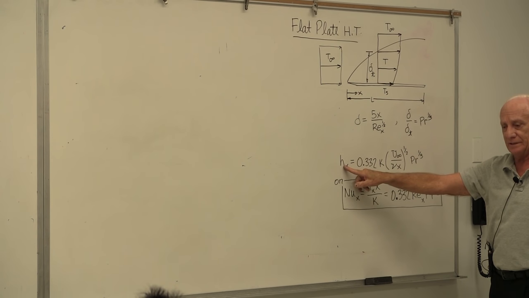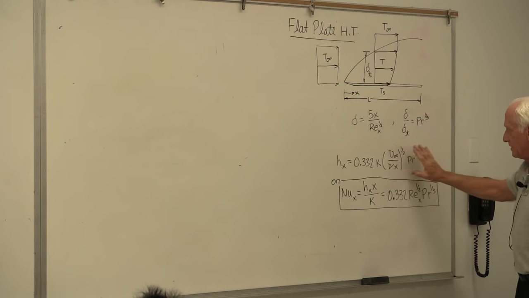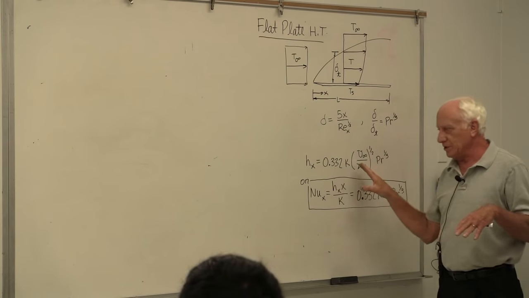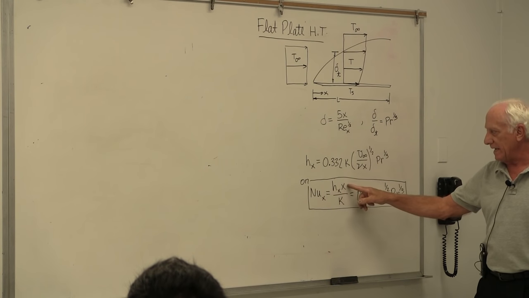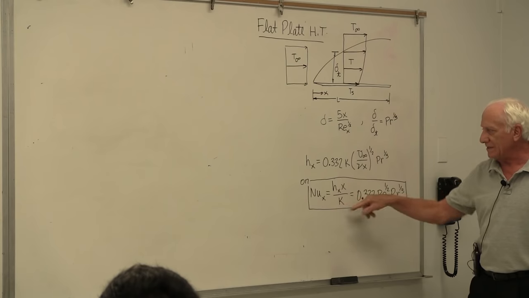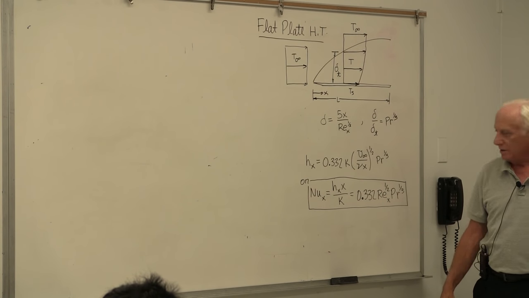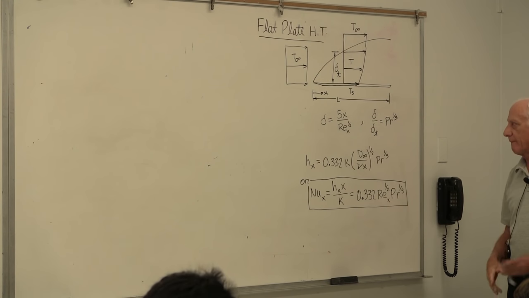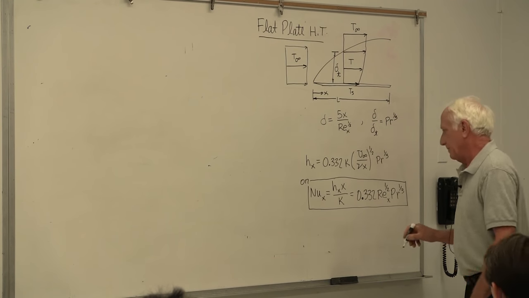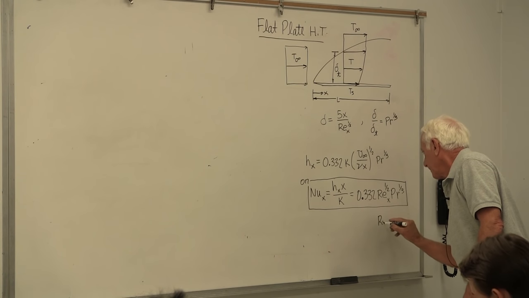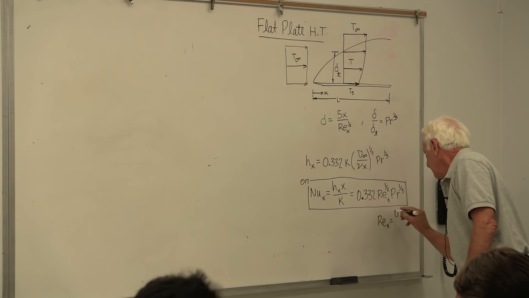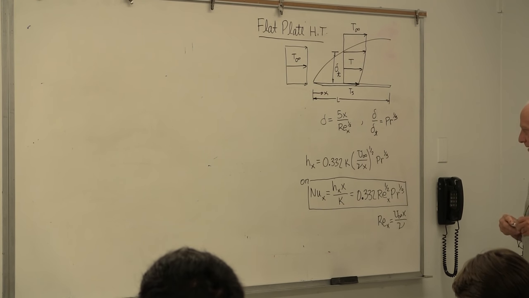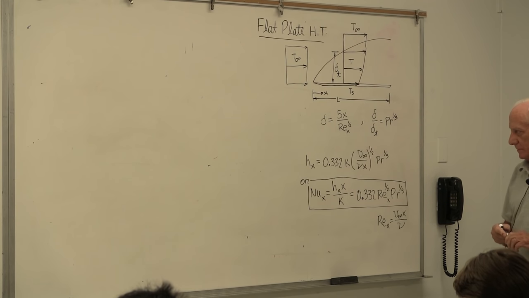Convection is h A delta T. There's the h. That gave this equation in your notes. We can then make that equation dimensionless by multiplying h by x and dividing by k. We call that special grouping the Nusselt number. And we convert this to be the Reynolds number, Re_x equals U infinity x over nu, and the Prandtl number to the 1/3. Okay.